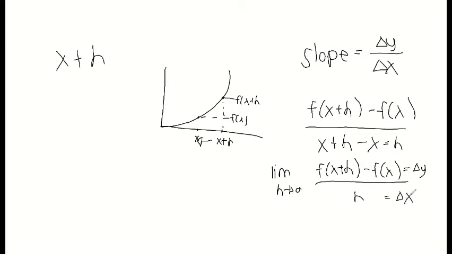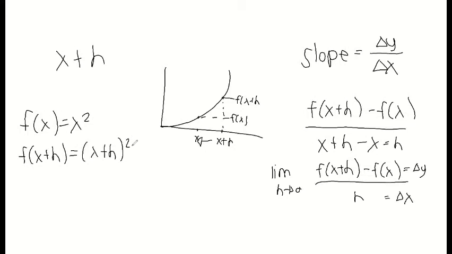So if we wanted to look at an example, let's look at f at x equals x squared. Let's first find f at x plus h, which would equal x plus h squared. We can use FOIL to solve for this, but I've already done that. And we get x squared plus 2xh plus h squared. So now we can just put this into the formula.